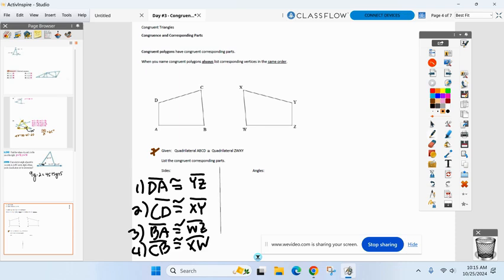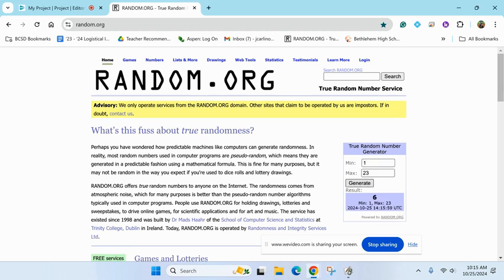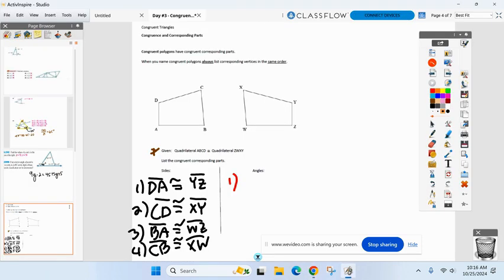There's four pairs of angles that match up. Give me a pair of angles that would match up if I put these two right on top of each other. Lucy, one pair? C and X. I like it. C and X match up. Since the quadrilaterals are congruent, so are those two angles that match up.